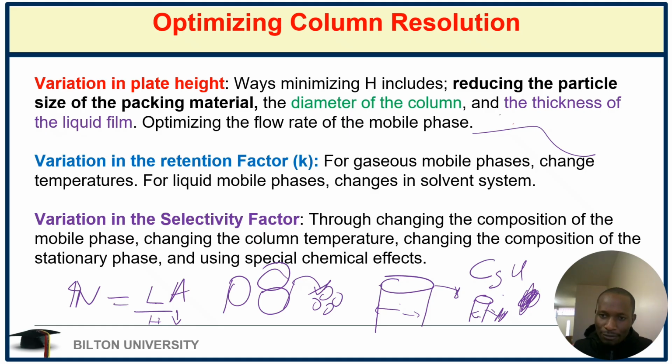And it should not be too fast and it should not be too slow, because either too slow or too fast is going to lead us to improper separation. So we need to optimize it such that the oven temperature is at a temperature that can give us a proper separation. And for liquid mobile phases, like in liquid HPLC, high performance liquid chromatography, we can change the solvent system. So we can use either isocratic elution, or, by changing the solvent system, gradient elution.